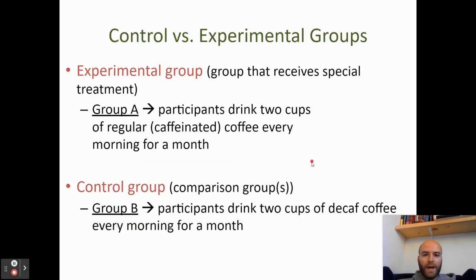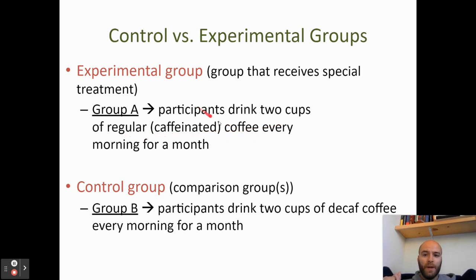Okay, so after we get our samples, we now have to assign our samples to the control versus experimental group. The experimental group is the group that receives the special treatment, right? So in our experiment, we'll say it's group A. These are participants who are going to drink 2 cups of regular caffeinated coffee every morning for a month. So you can see we've operationally defined our caffeine: 2 cups of coffee every morning for a month.